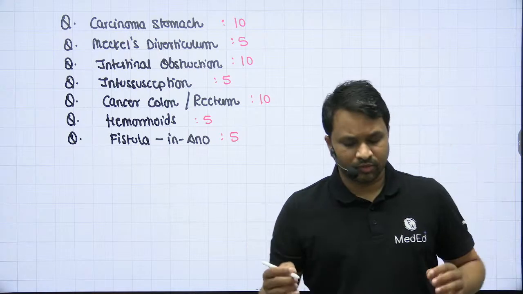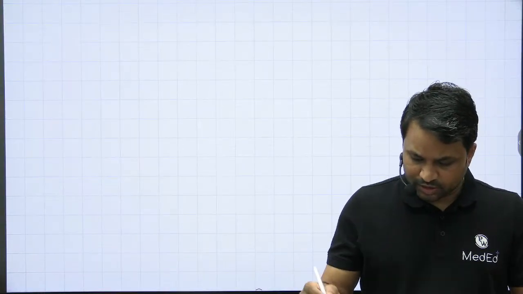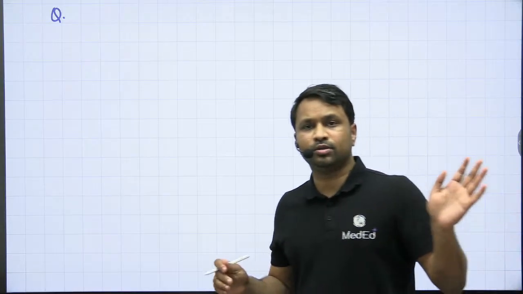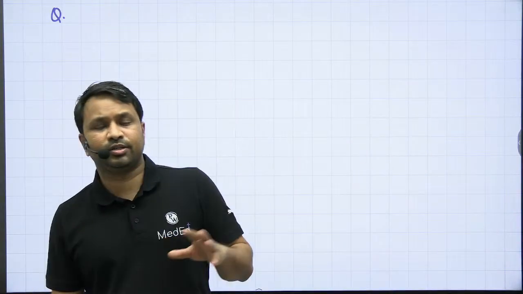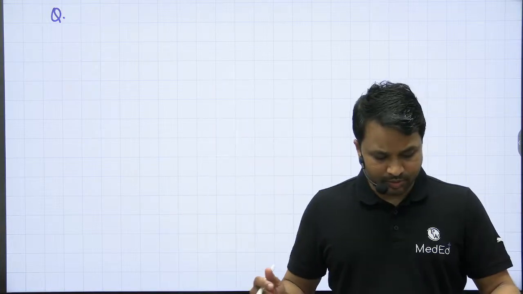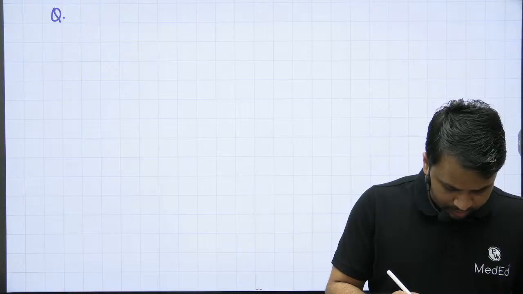Right, so let's start with the first topic. That is going to be carcinoma stomach. So they've asked you every single possibility in the carcinoma stomach. They've asked you to write down the classification. They've asked you the management of CA stomach. They asked you what are the risk factors for CA stomach. So we'll start with the entire components the same. So we'll be talking about the carcinoma stomach.